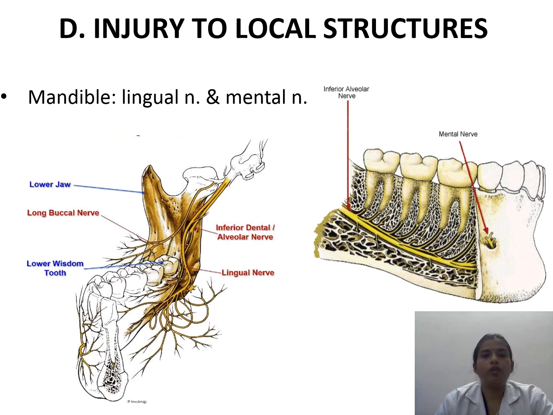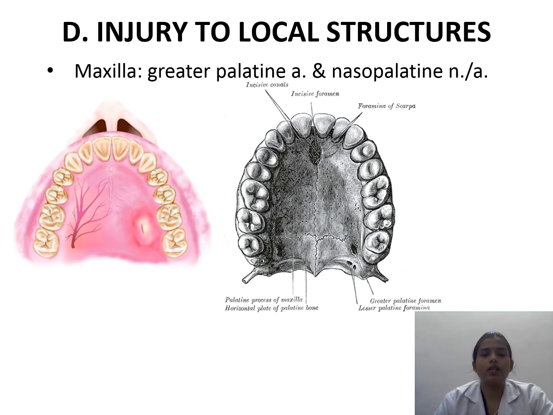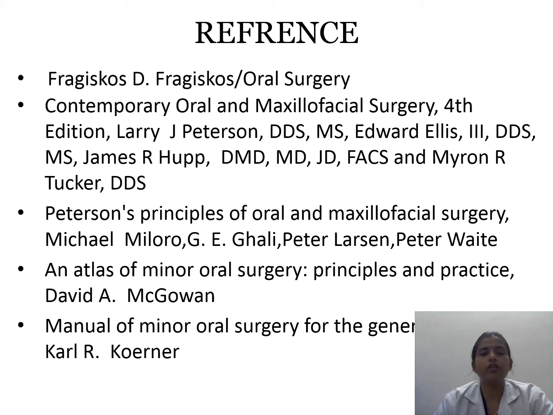Lastly, we are going to see injury to the local structures. In case of the mandible, when the vertical incision is placed in the area of the mental foramen, it may lead to injury to the mental nerve, whereas a lingual releasing incision in the posterior mandible may lead to injury to the lingual nerve. In case of the maxilla, a vertical releasing incision placed in the posterior palate may lead to bleeding of the greater palatine artery or vein.